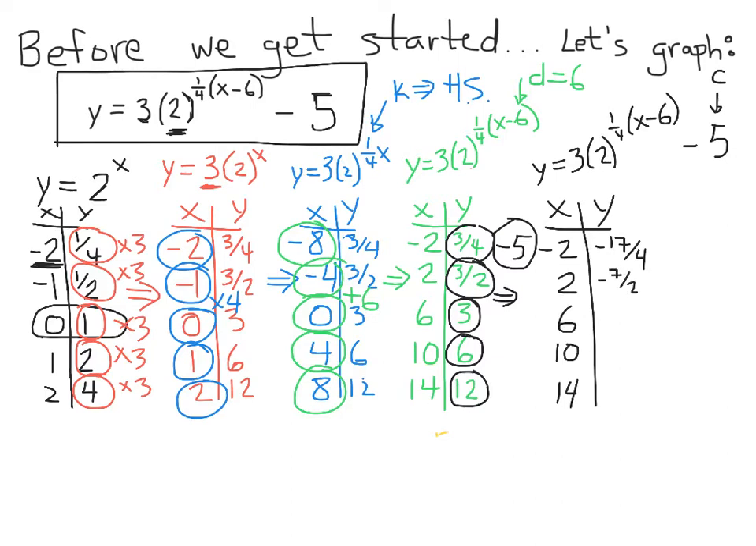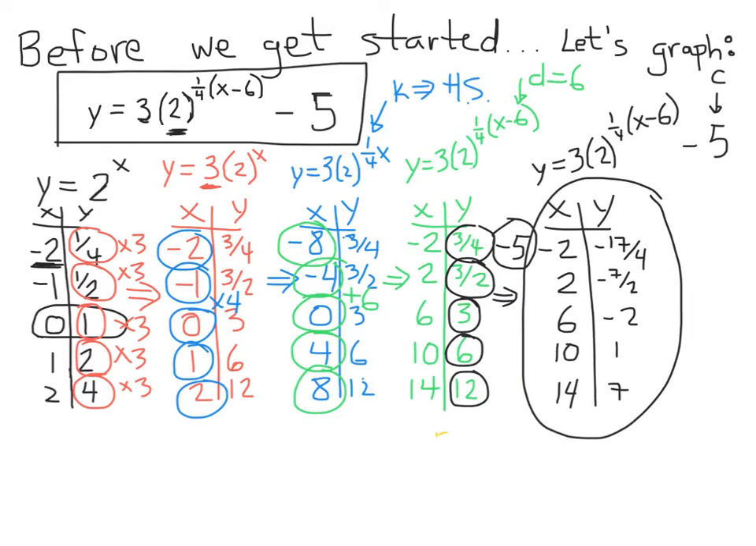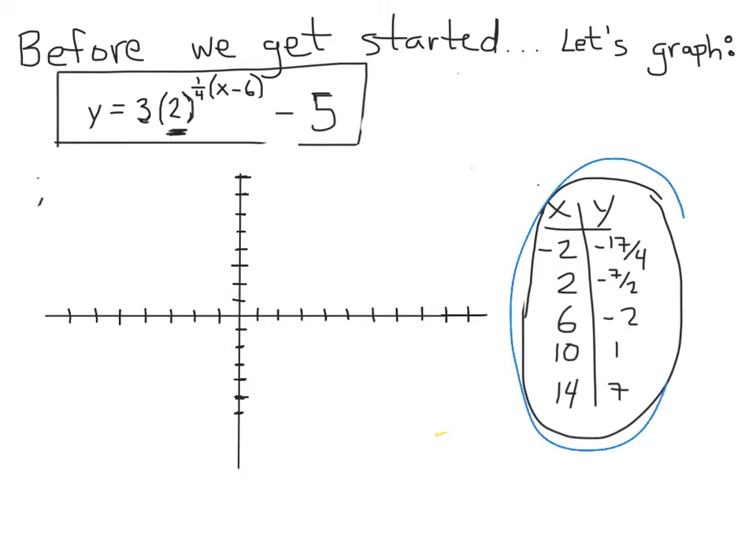3 minus 5 is negative 2. 6 minus 5 is 1. And 12 minus 5 is 7. So this is actually my final graph. And we know that an exponential function goes forever to the left and to the right, unless it was a real life scenario. So I'm going to graph these numbers here.